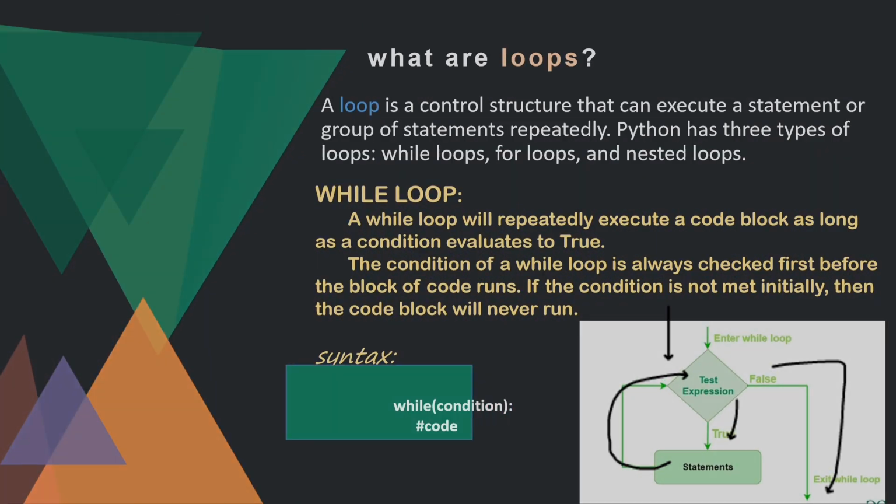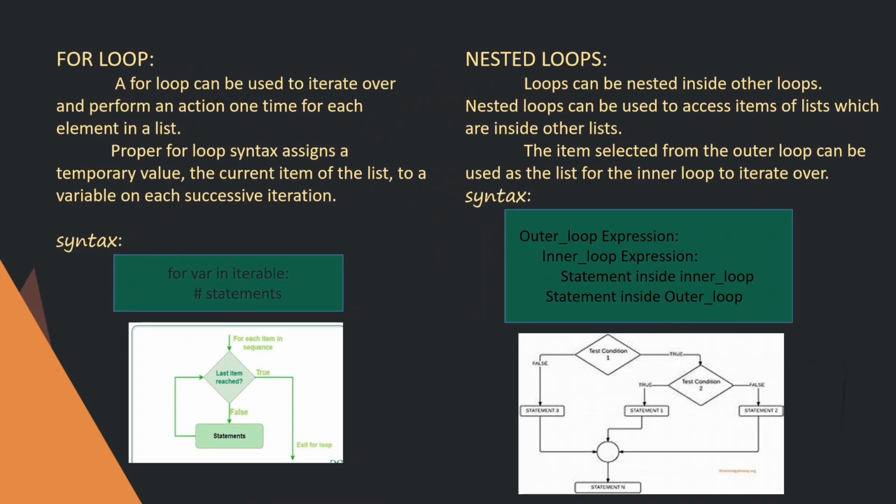And the next loop is the for loop. The for loop is a count control loop; it iterates a specific number of times. A for loop can be used to iterate over a list and perform an action one time for each element in the list. And the syntax for the for loop is as follows. And the flowchart, we will see the flowchart. If a variable or a constant is in the respective range, then it enters the loop. If not, it comes out of the loop.